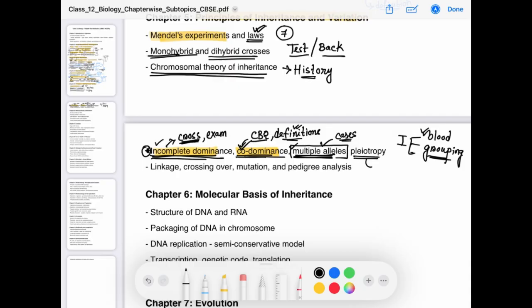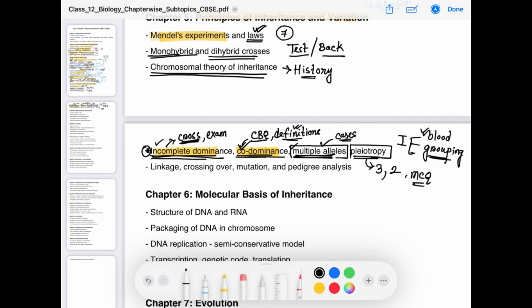You have to understand this concept. This comes in 3 marks or 2 marks, and also in MCQs. They give a direct line from the NCERT, and they can ask it in the MCQs also. So you have to understand this pleiotropy.